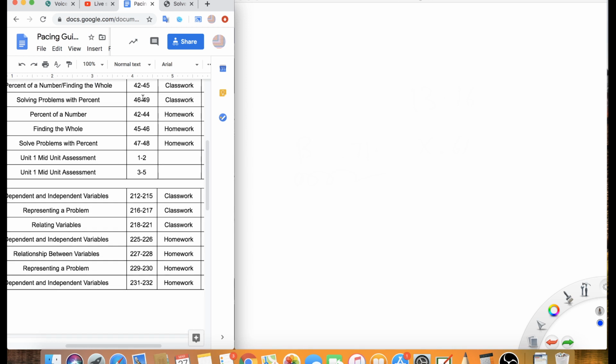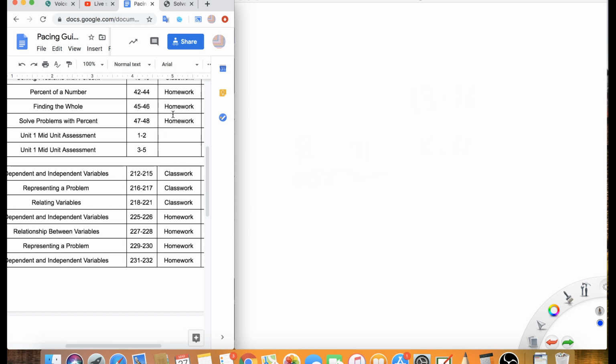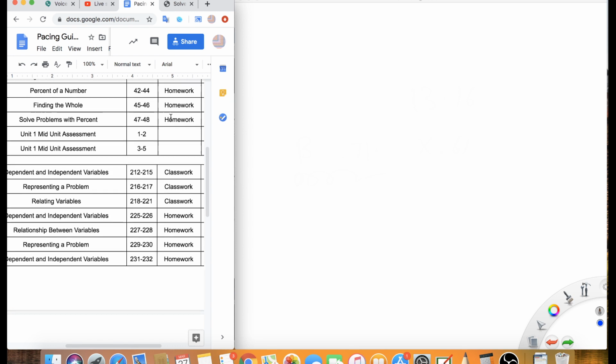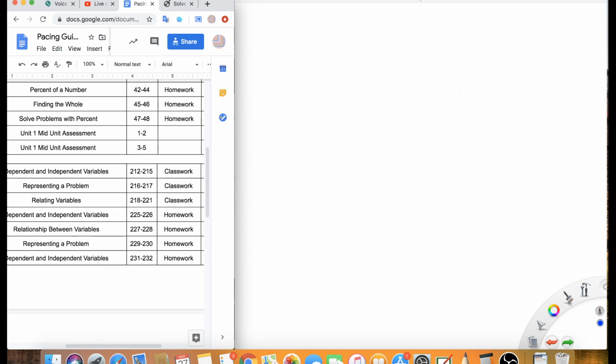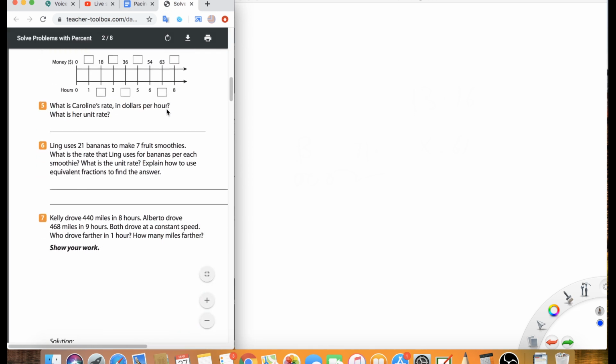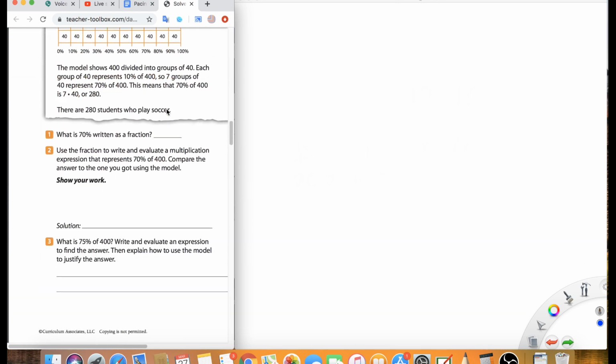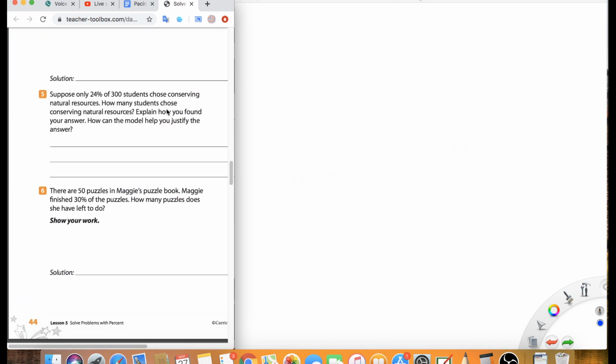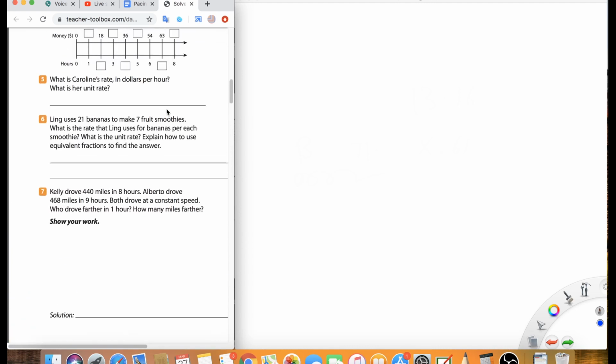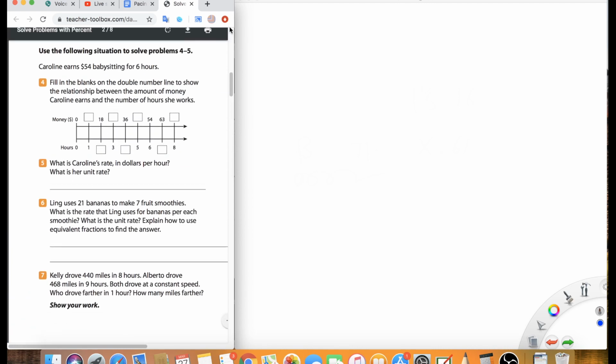as the ones we did before, but this is from your homework book, not from the classwork book. So that's why it has the same numbers. But it's page 42, which is this page, all the way to page 43 and page 44. So let's get started. For 42, it says, use the following situation to solve the problems 4 and 5.